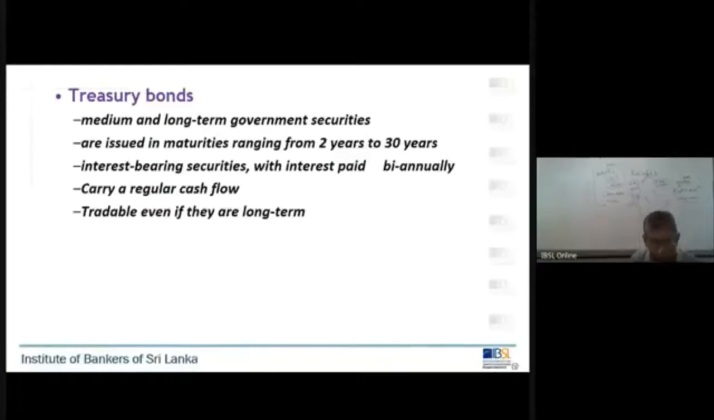So what are the characteristics of a treasury bond? Medium and long-term government securities are issued with maturities ranging from 2 years to 30 years. They are interest-bearing securities, and usually interest is paid bi-annually, so we call it the semi-annual coupon rate. They carry a regular cash flow and are tradable. Even if they are long term, they can be traded in the secondary market. So these are government instruments purchased by investors. Clear? Right.